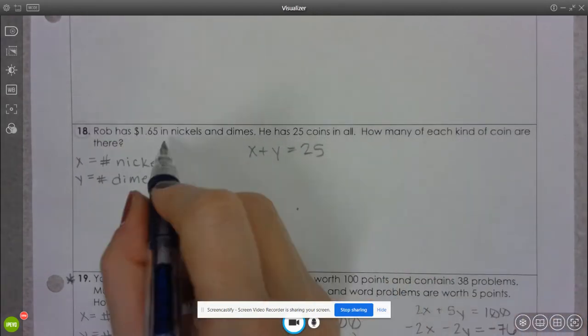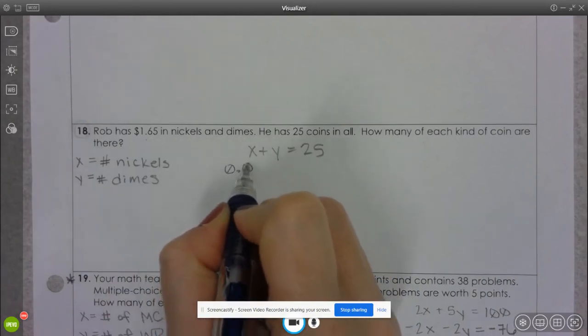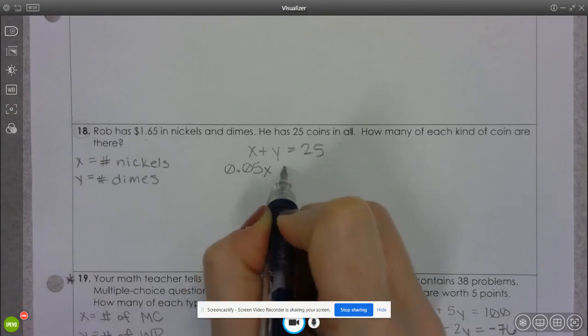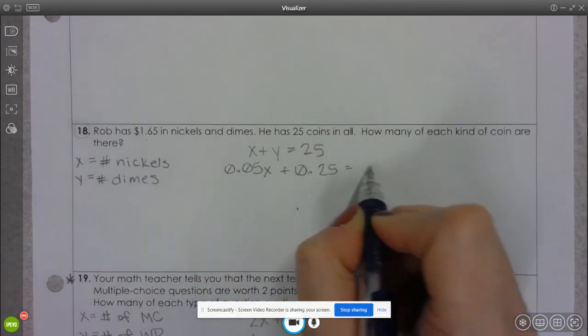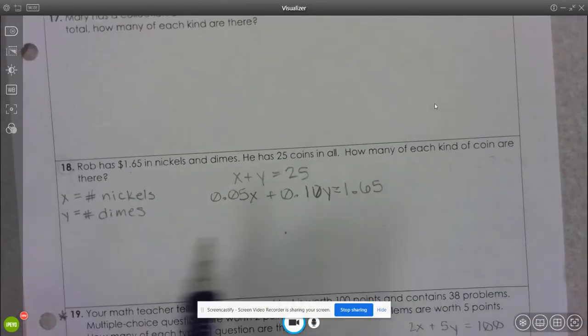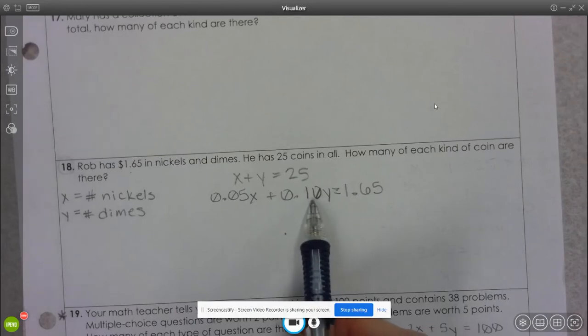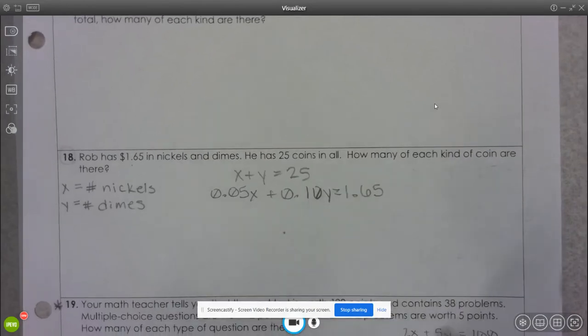So I have $1.65 total. Nickels are 5 cents. Dimes are 10 cents. And that's 165. All right, so I was saying that I had dimes. I started to write quarters. I redid it. Let's do this for real.